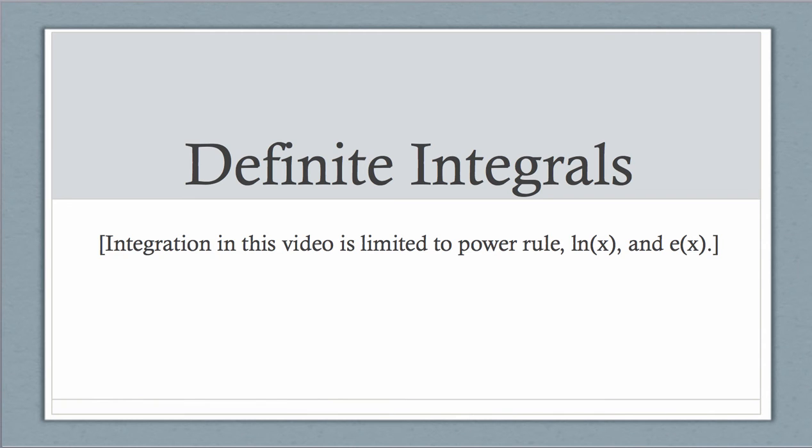In this lesson, we're going to discuss definite integrals. Just to note that the integration in this video is going to be limited to very simple power rule, natural log of x, and e to the x rules.